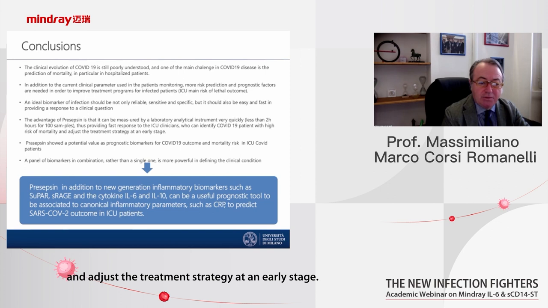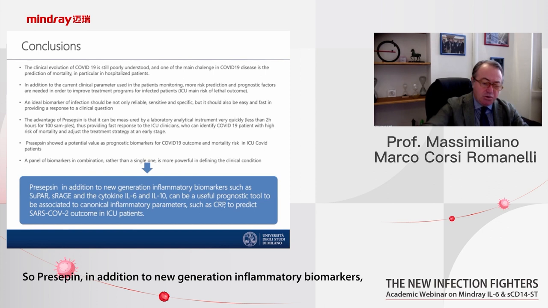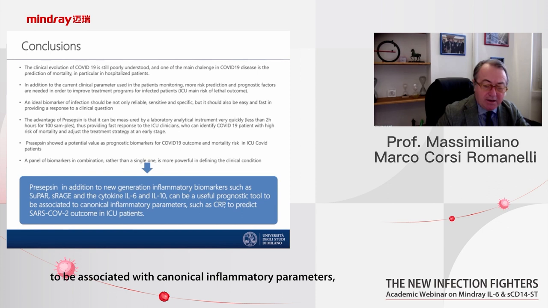Presepsin showed potential value as a prognostic biomarker for COVID-19 outcome and mortality risk in ICU COVID patients. A panel of biomarkers in combination rather than a single one is more powerful in defining the clinical condition. So presepsin, in addition to new generation inflammatory biomarkers such as suPAR, sRAGE, and the cytokines IL-6 and IL-10, can be a useful prognostic tool to be associated with canonical inflammatory parameters such as CRP to predict SARS-CoV-2 outcome in ICU patients.